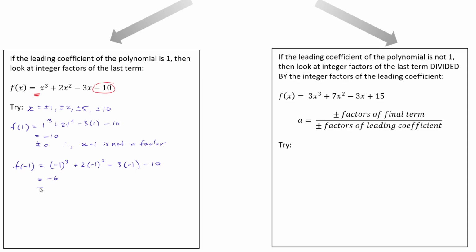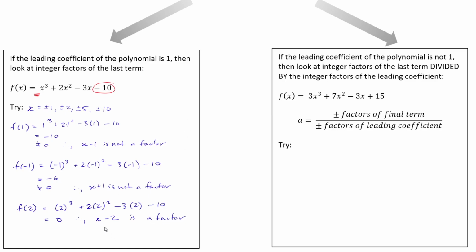As you can see, negative 6 does not equal 0, so that means, therefore, x plus 1 is not a factor. So we'll try another one, and the next one we're going to try is f at 2. Okay, so that means 2 cubed plus 2 times 2 squared, then minus 3 times 2, minus 10. Lo and behold, we end up with 0. So therefore, x minus 2 is a factor.